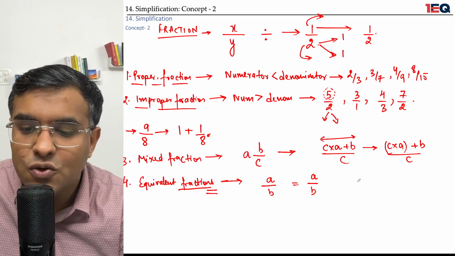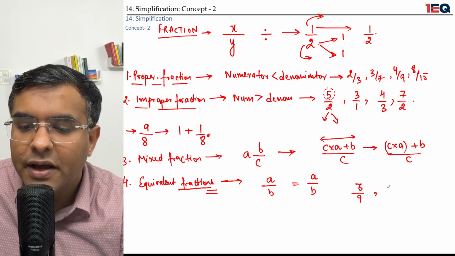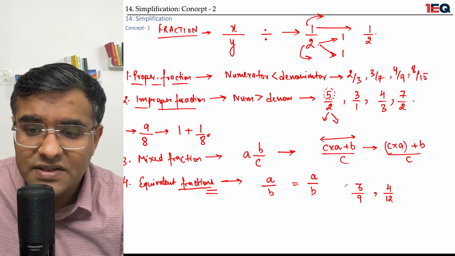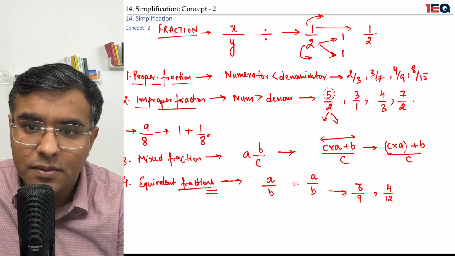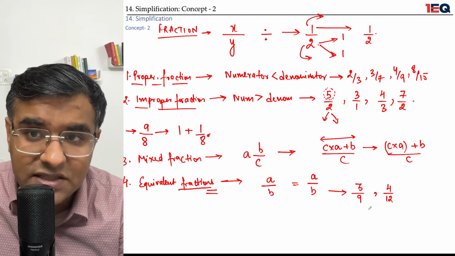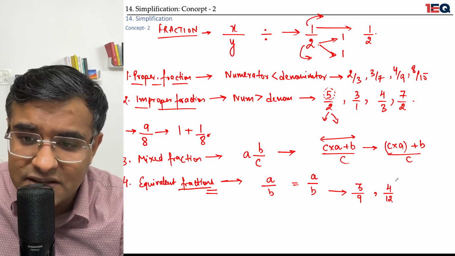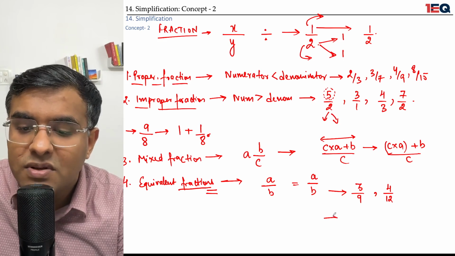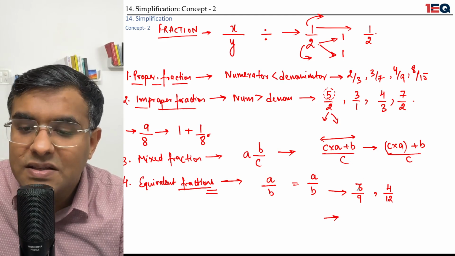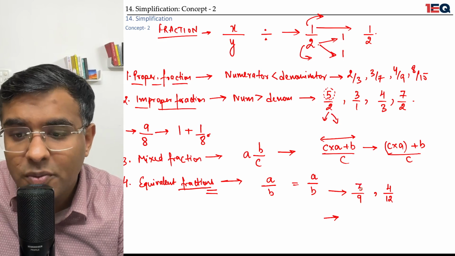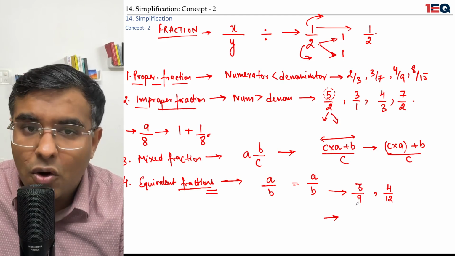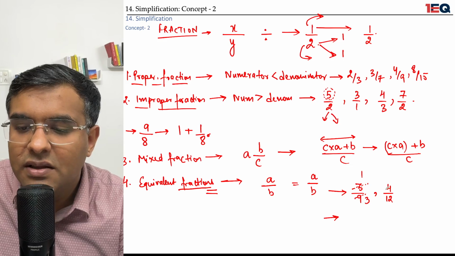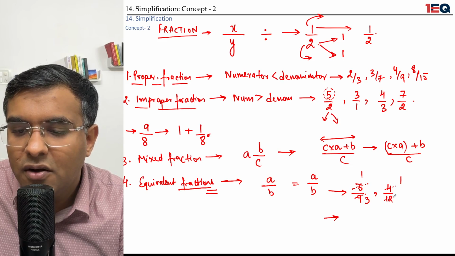I'll tell you how. Let's assume I write the number 3 upon 9 and I write the number 4 upon 12. At first sight, you would say that these fractions are not equivalent. Why? Because 3 doesn't match 4 and 9 doesn't match 12. The numerators are different, the denominators are different. At first instance, you would say that no, these are not equivalent fractions. But if you break them down to the simplest form, and how do we do that? The simplest way is to divide both the numerator and the denominator by the GCD, the greatest common divisor, or in other words, the HCF, the highest common factor. In this case, 3 ones are 3, and 3 threes are 9, and 4 ones are 4, and 4 threes are 12.